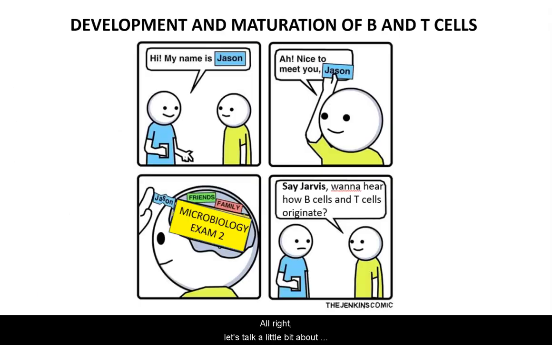All right, let's talk a little bit about development and maturation of B and T cells. I expect you guys to know where B and T cells originate. It's going to be in the bone marrow. And I expect you to know where T cells mature. And that's going to be in the thymus. And I'm going to go over what that maturation process looks like.